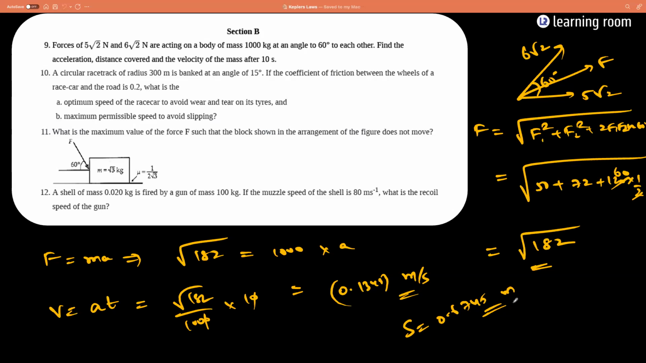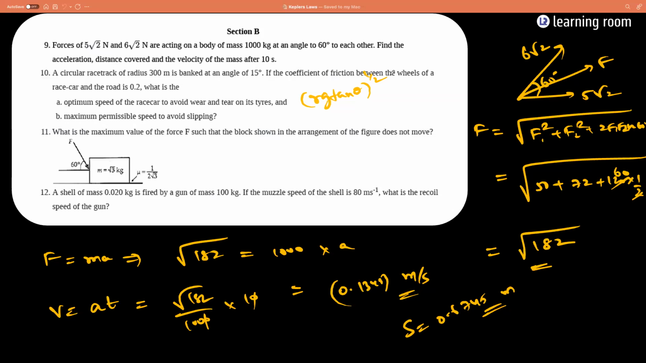A circular track is banked at an angle of 15 degrees. If the coefficient of friction between the wheels and the race car is 0.2, what is the optimum speed? So what is the optimum speed? Root of... So what is the answer? Root of R g tan theta.